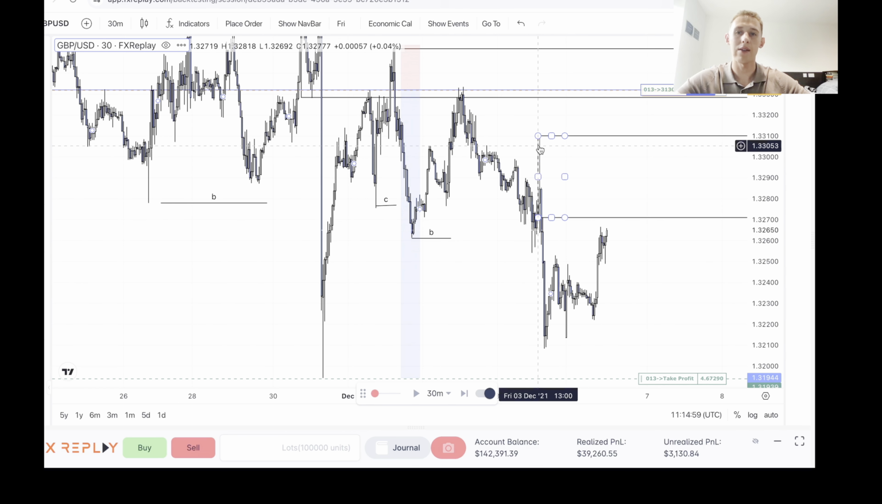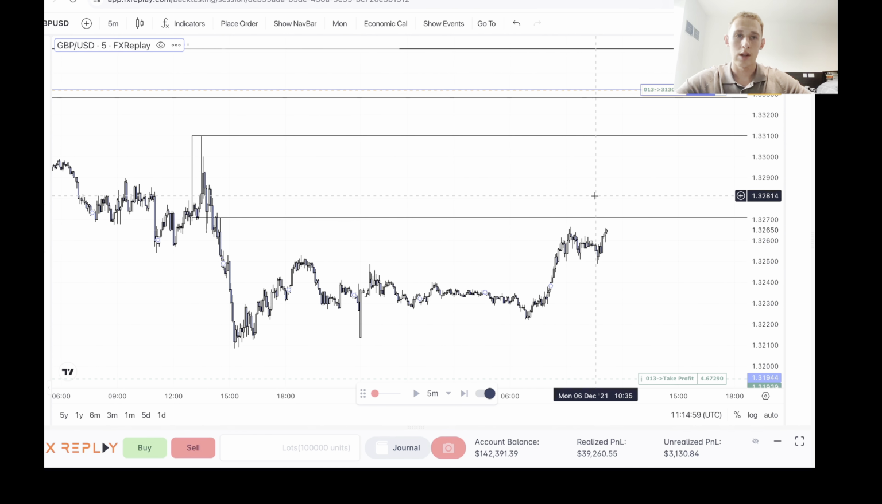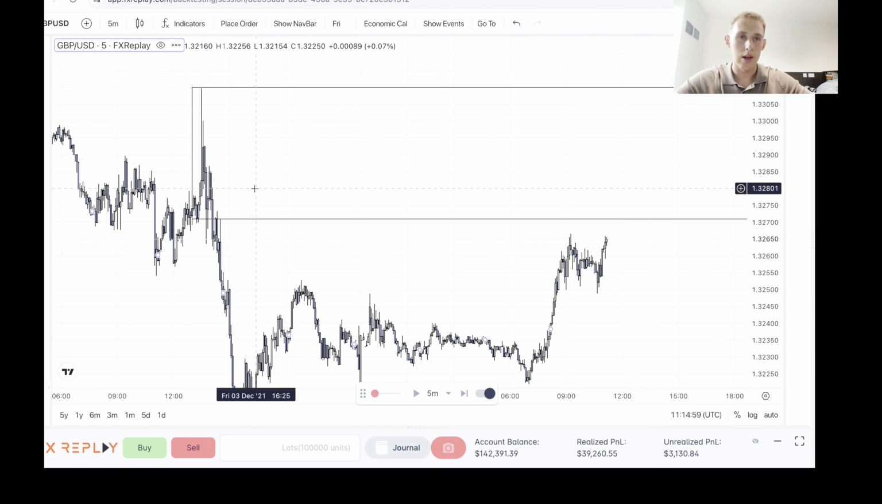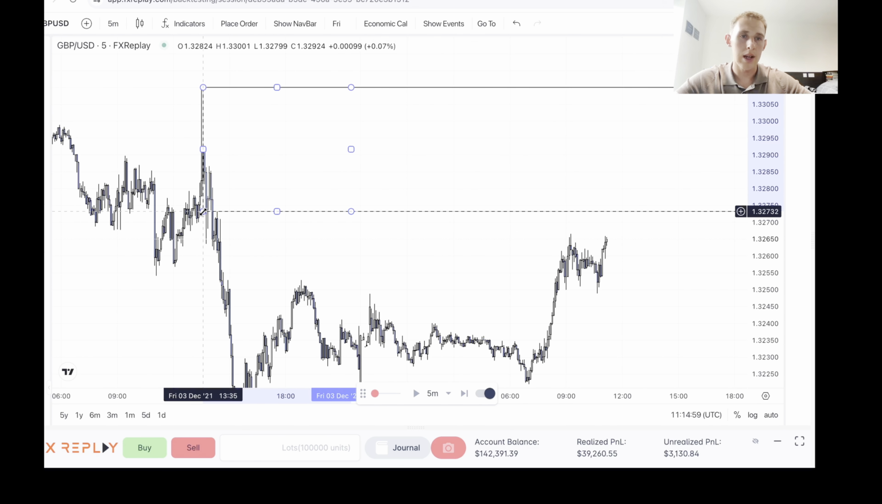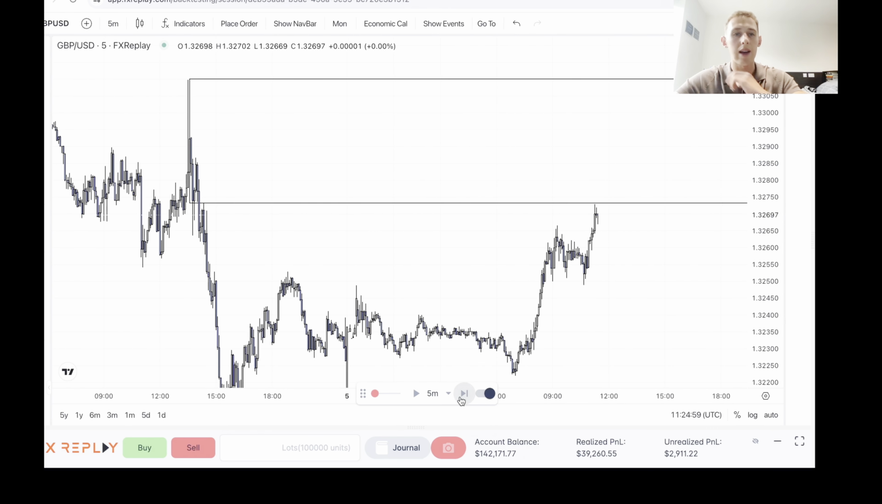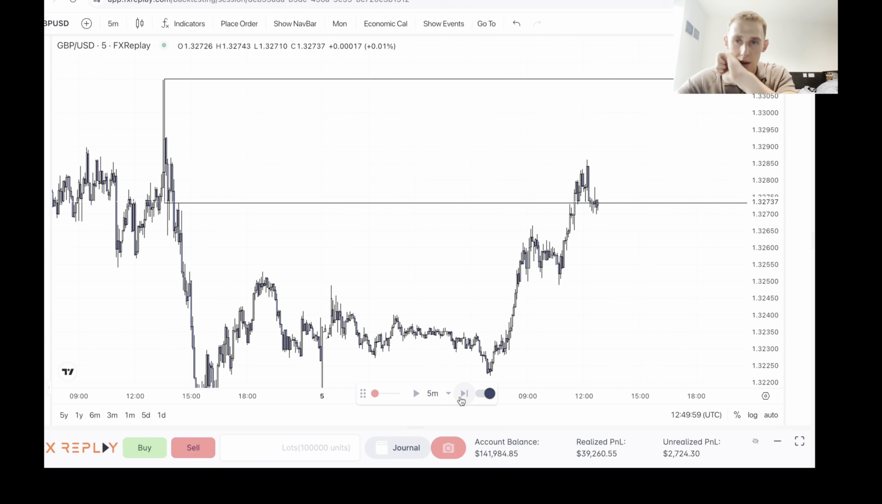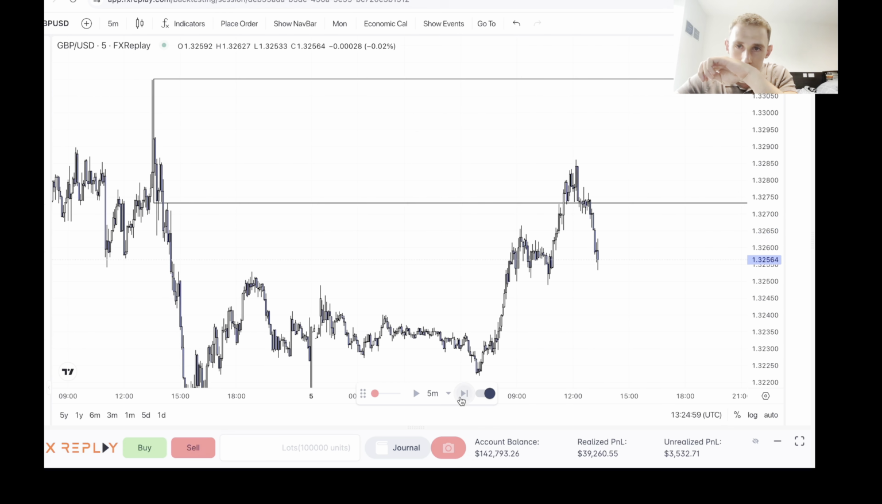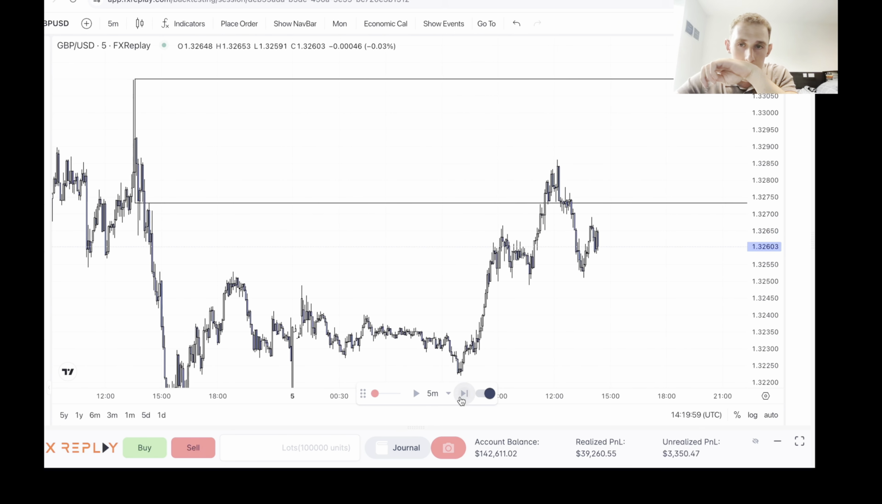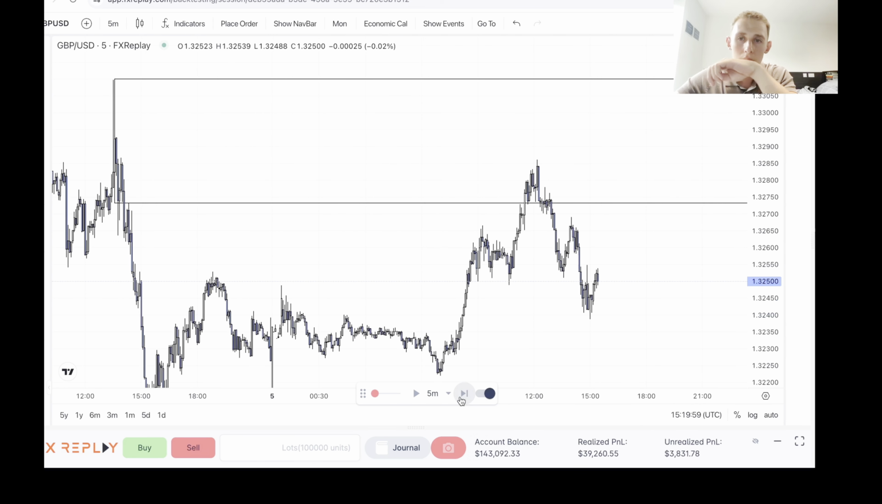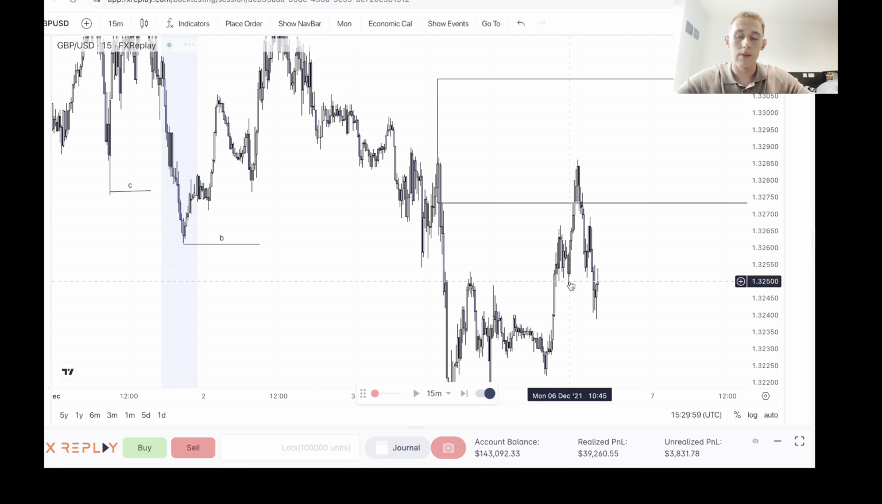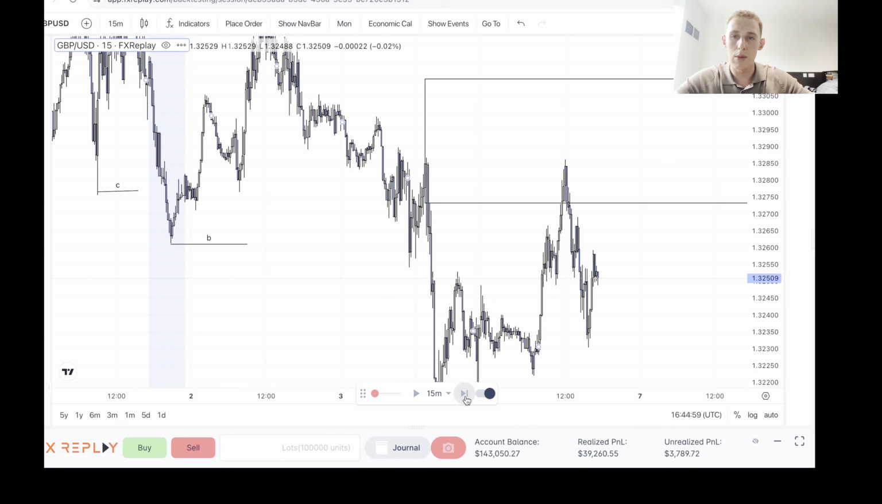which is that area of supply which swept all of these highs to the left. So I'm going to refine it slightly. So this would be the area I'd look at for a re-entry. Let's see what happens here. Not seeing anything at the moment.